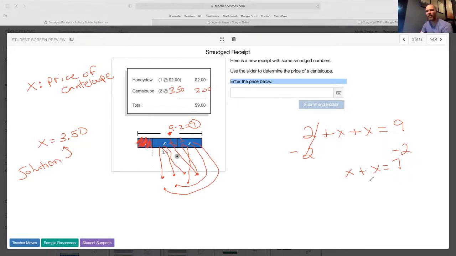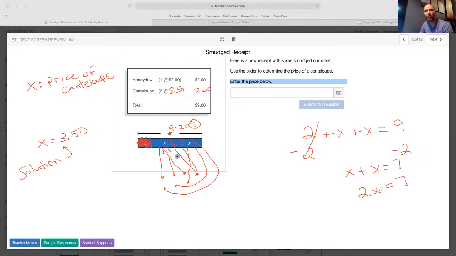Okay, so now I have x plus x equals 7. x and x are like terms. They're the same variable, so they can be combined. The most important thing we can do with them is add them together. We can add x plus x, and what we get is 2x.